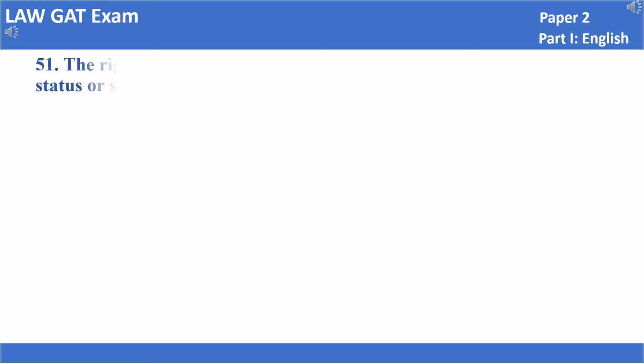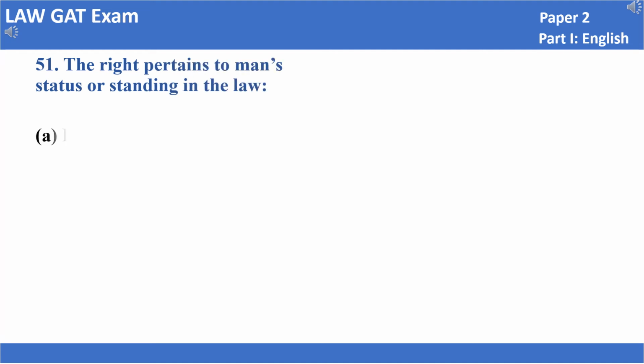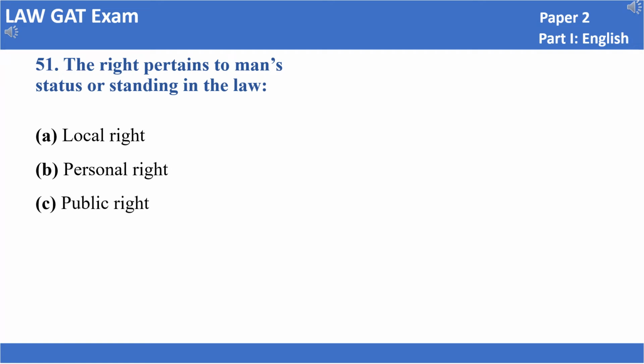The right which pertains to man's status or standing in the law is option A, local right, option B, personal right, option C, public right, or is it option D, all of them? The correct answer is option B, personal right.